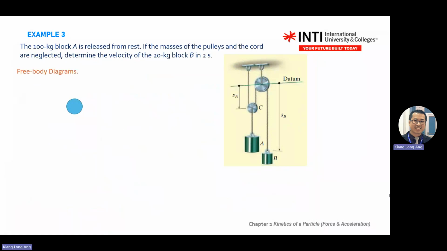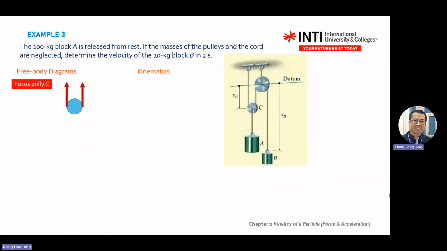Right. Now, if you look at this diagram, block A is 100 kilogram, block B is 20. So which one is pulling? A is pulling. A goes down. When A goes down, B goes up. So basically, the two are moving in different directions. That's why in your calculation, you should see VA, VB will be negative. Between A and B will be negative.